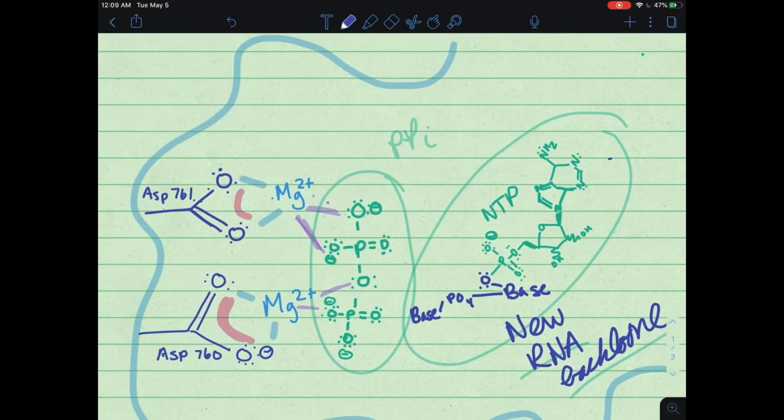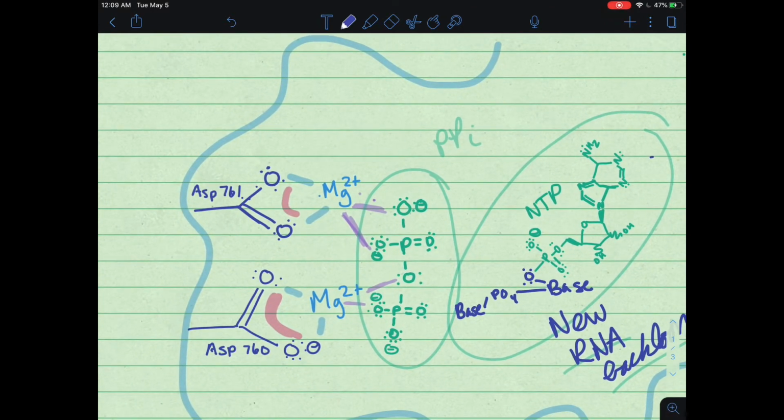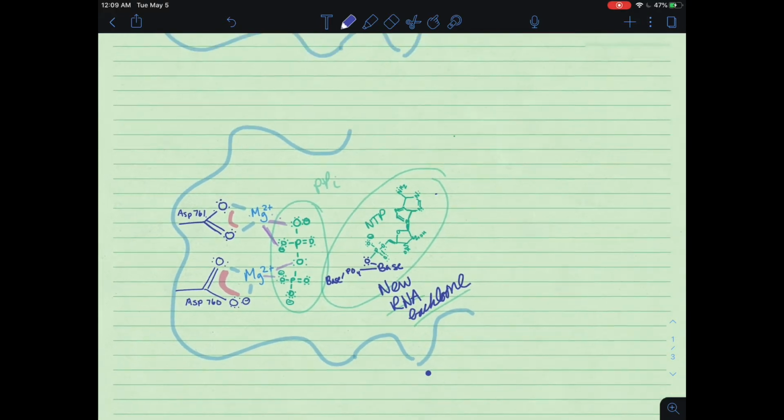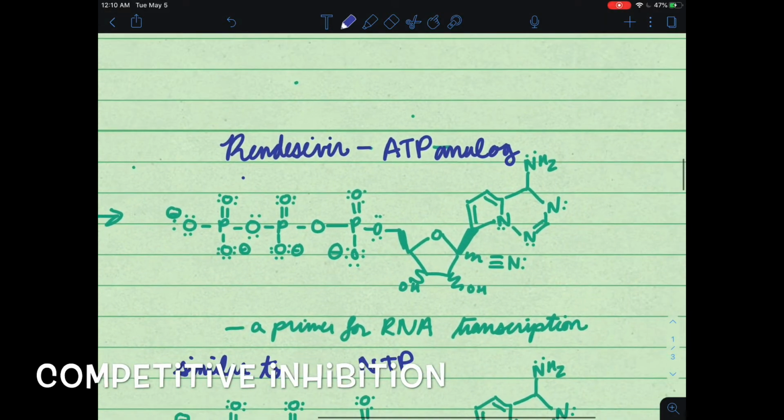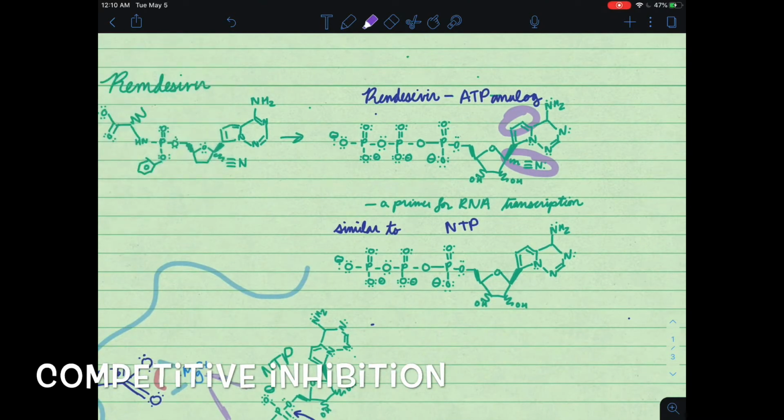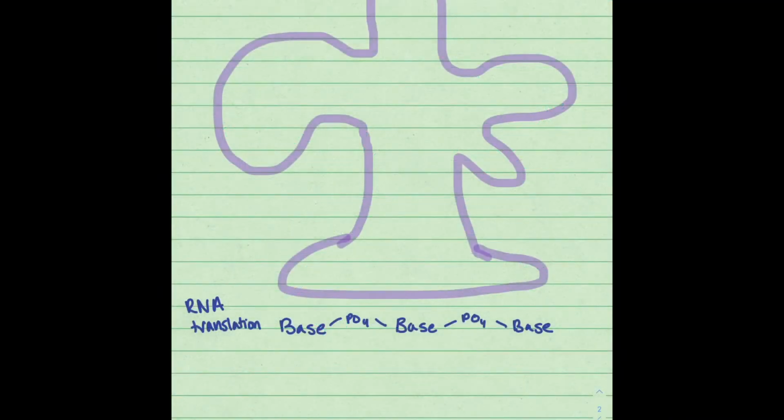Remdesivir binds the same way in the core of RNA polymerase, and it acts as a competitive inhibitor. It gets transferred into this analog, which has two slight structural differences between the RDV-TP and the NTP. The remdesivir gets incorporated into the mRNA sequence, and as a result, translation is cut short whenever they appear.